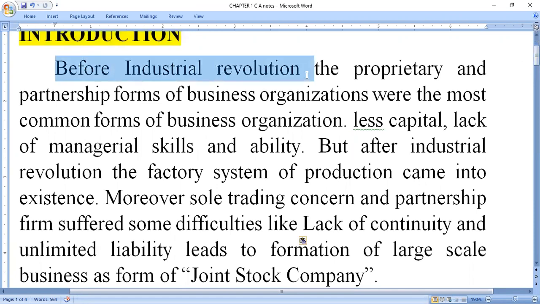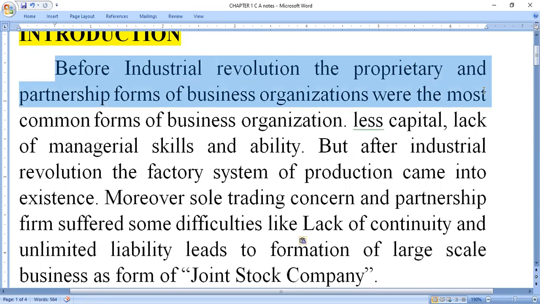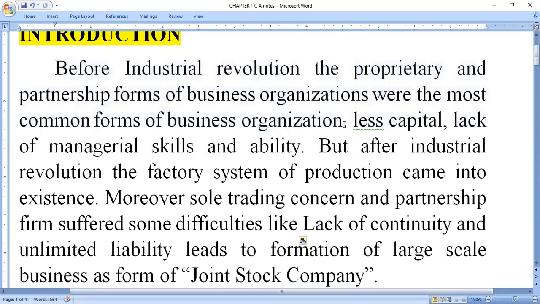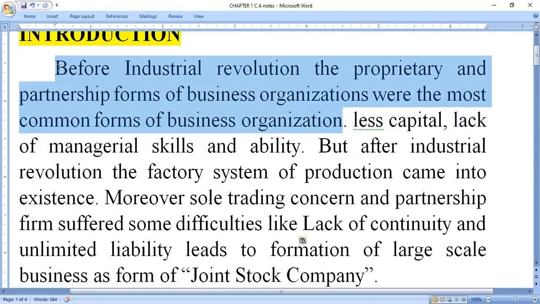Before the industrial revolution, the proprietary and partnership forms of business organizations were the most common forms of business organization. Here this is the most important point we should remember. Before the industrial revolution, the proprietary and partnership, those are the types of business organizations.